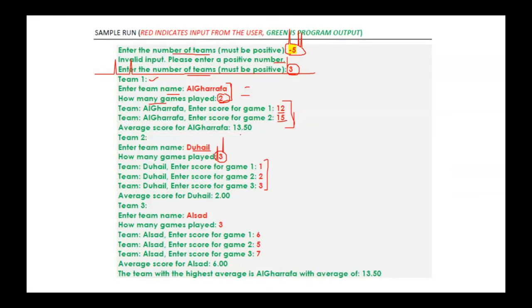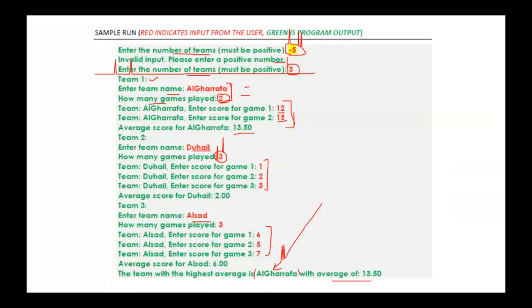After you finish, we need to find the average. The average is total divided by the number of games. Then the third team, 3 games, you find the average. Finally, you must output the name of the team with the highest average.